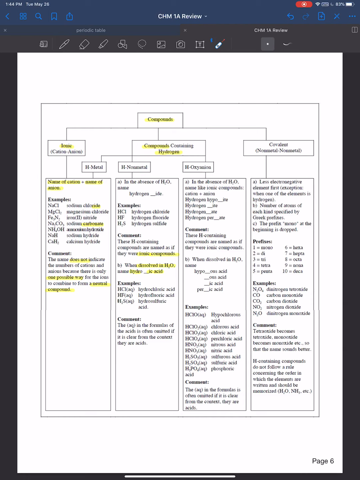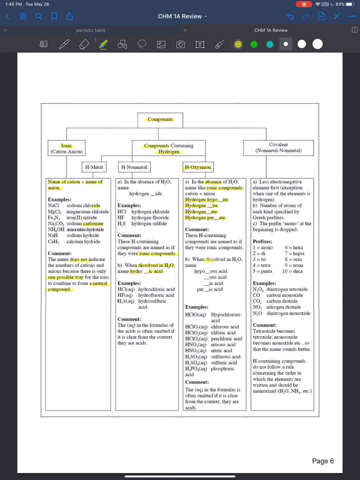All right, so moving on. If we have a hydrogen and an oxyanion, let's say in the absence of water here in the first part, we name them like ionic compounds. So hydrogen hypo-ite, hydrogen-ite, hydrogen-ate, hydrogen per-ate. We've talked about naming these oxyanions on the previous page alone, but if they contain hydrogen, we put hydrogen in front of there. So for example, hydrogen hypochlorite, hydrogen chlorite, hydrogen chlorate, or hydrogen perchlorate.